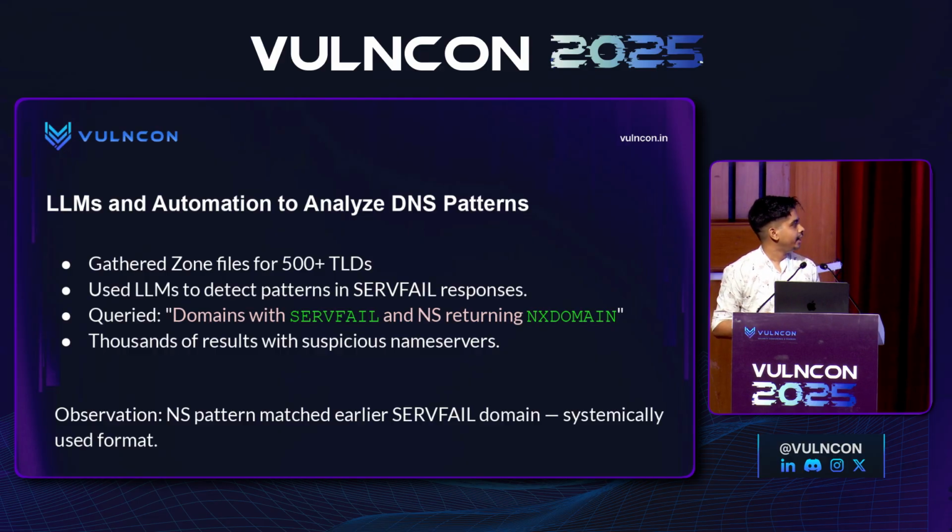Now, after that, I used LLMs to detect patterns in server responses. When you are dealing with a large data set, let's say 300 or 400 million domain names, you cannot really use tools like dig because they are very slow. So I wrote some tooling in Rust, and I sent a single DNS query to each of these domain names, and I checked what error code they were returning. I specifically looked for domain names that were returning the SERVFAIL error code, and they had some name servers as well, but their name servers should return NXDOMAIN.